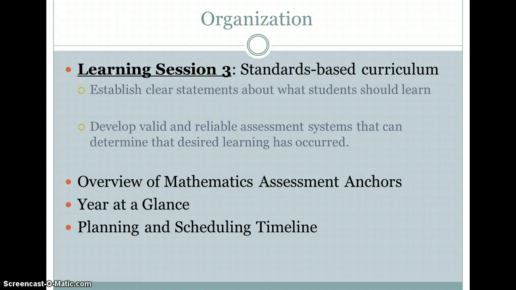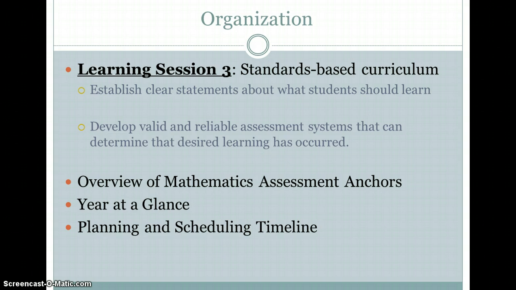Next is organization. And this tied into Learning Session 3, talking about different kinds of curriculum, and to me this is more of a standard-based curriculum. It establishes clear statements about what students should learn, and it develops valid and reliable assessment systems that can determine that desired learning has occurred.